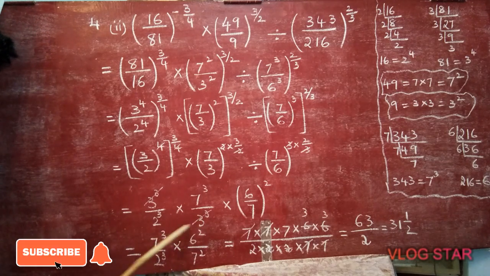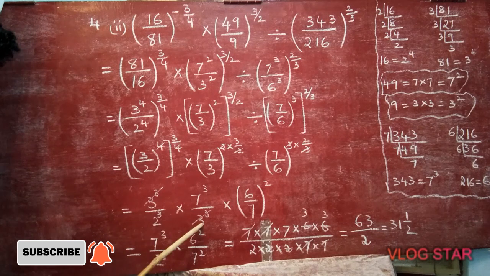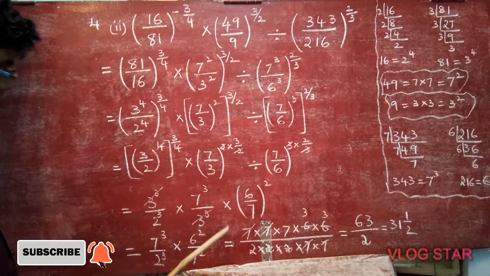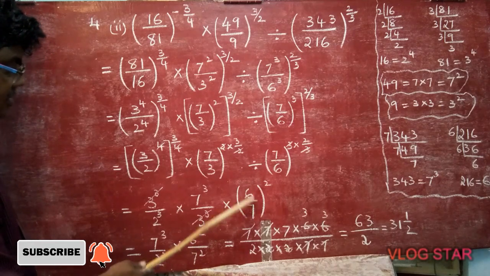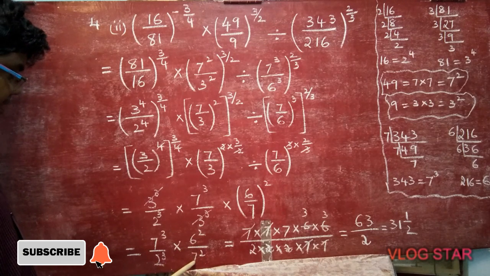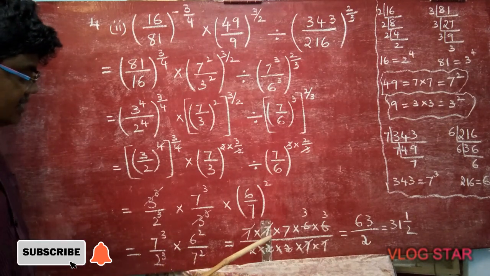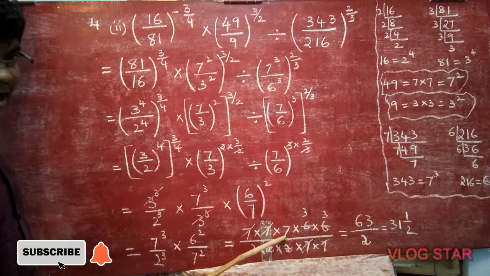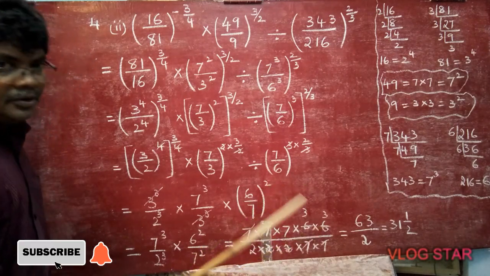Now first simplify these two. Here 3 cube and here 3 cube get cancelled. And remaining is 7 cube by 2 cube. Meanwhile, use reciprocal and do this one here. What is the meaning of 6 by 7 whole square? 6 square by 7 square. The meaning of 7 cube is 7 into 7 into 7. For your understanding purpose, I am expanding and doing.